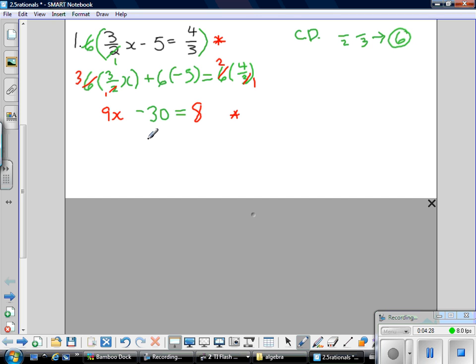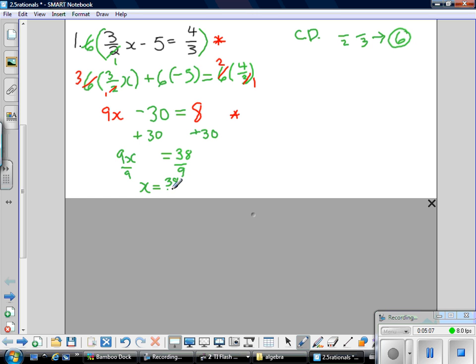So I would finish by solving it, and what we would do first of all is add 30 to both sides. Remember, you must show that to me. And when I do that, I end up with 9x. The 30s are gone, and I have a 38. Divide both sides by 9, and my final answer is going to be 38 over 9. I don't believe that they have anything in common.